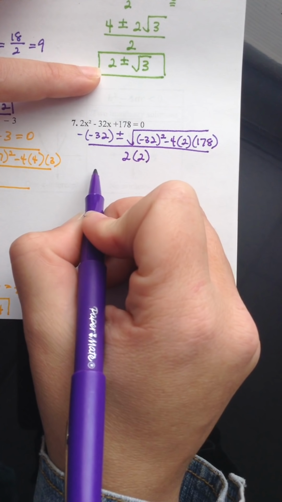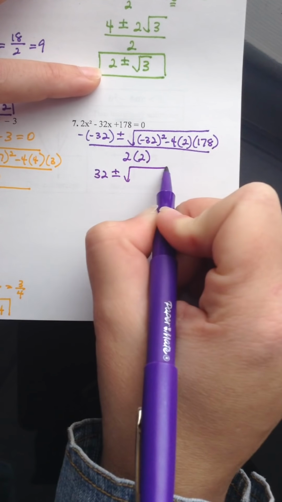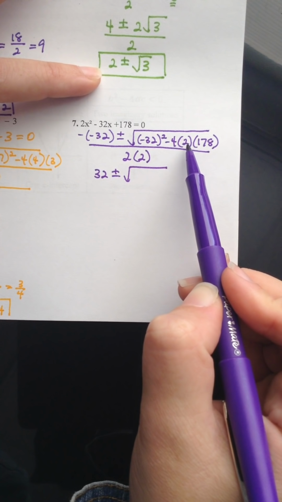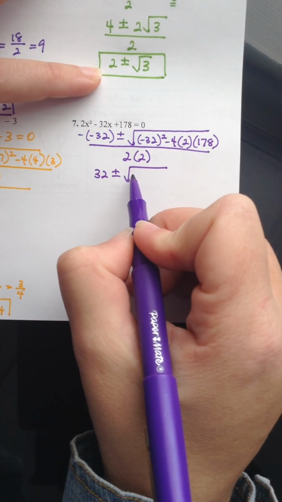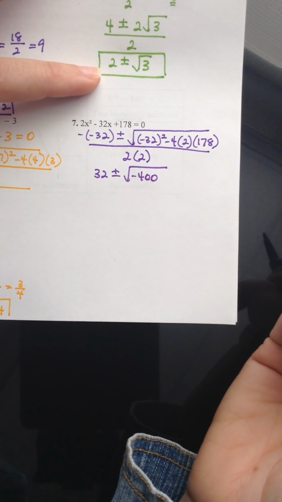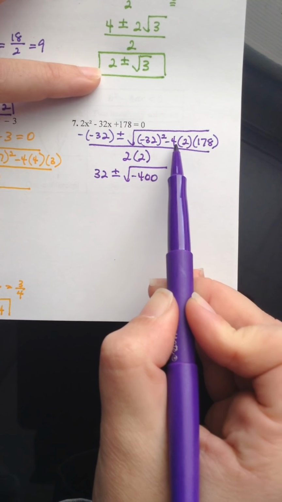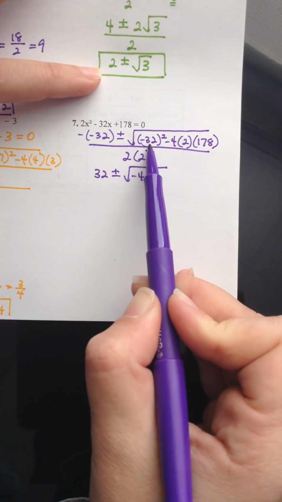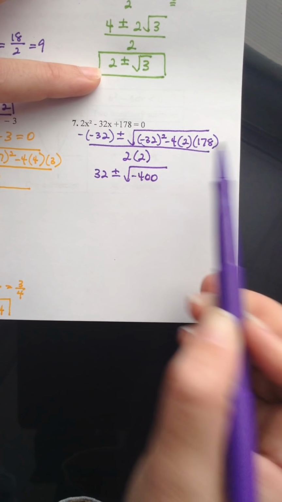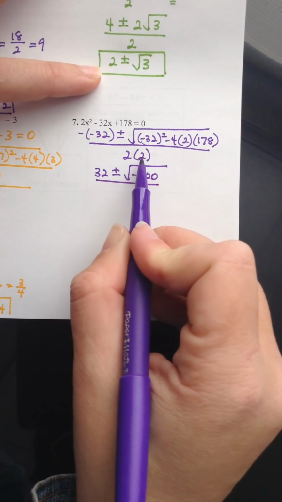Negative times negative 32, positive 32, plus or minus the square root of negative 32 squared minus 4 times 2 times 178 gives me negative 400. If you're doing this on your phone, I would suggest doing this part first and subtract the rest of it. So negative 32 squared, and then subtract whatever 4 times 2 times 178 is. All of this divided by 2 times 2, which is 4.